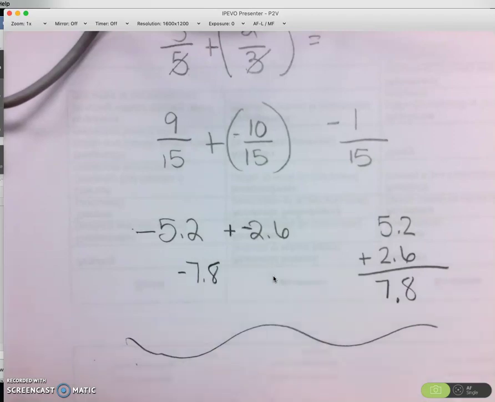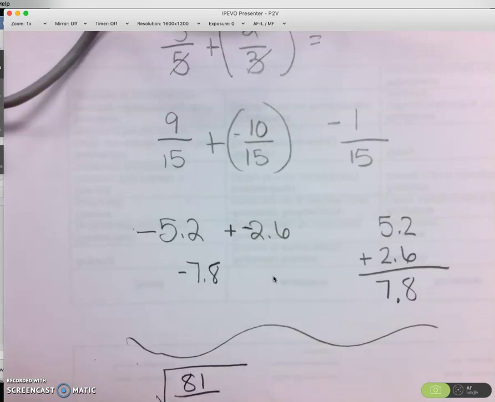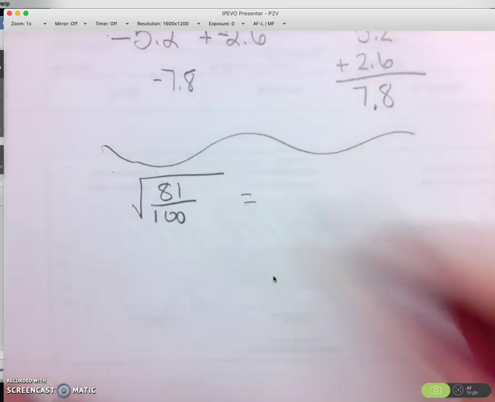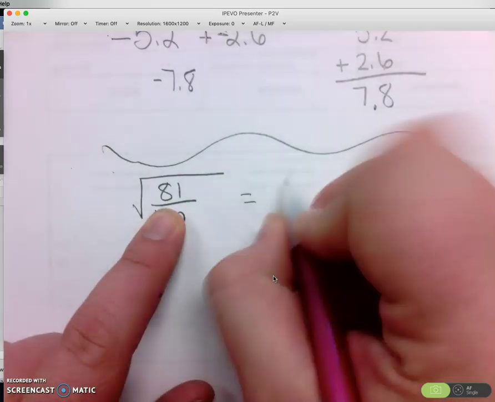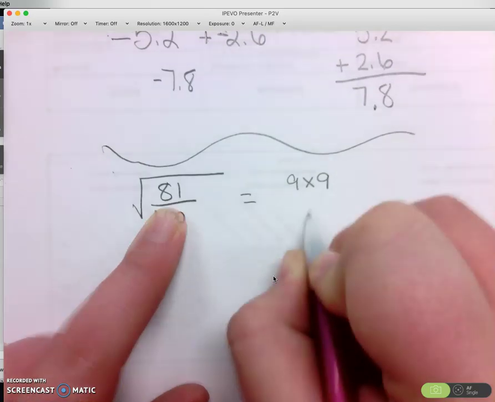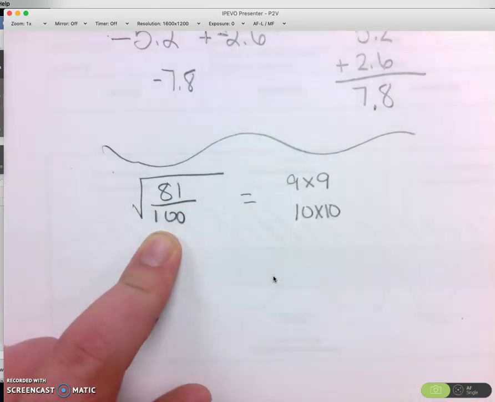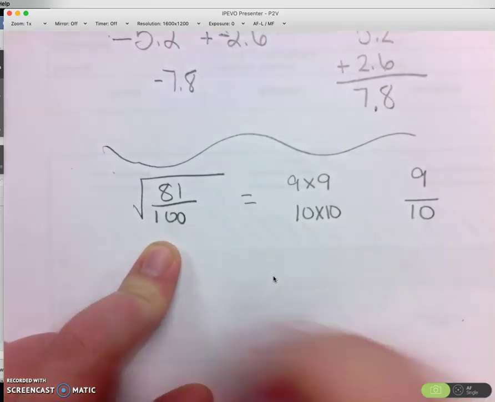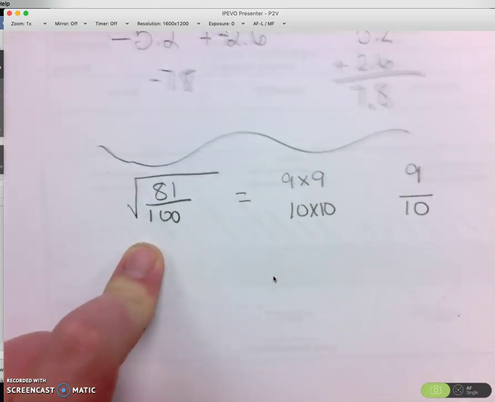I have, say, a square root, and it's a fraction, say 81 over 100. To show work on this one, I'm going to show what times what equals 81. So 9 times 9 and 10 times 10. So this would be 9 over 10. Okay.